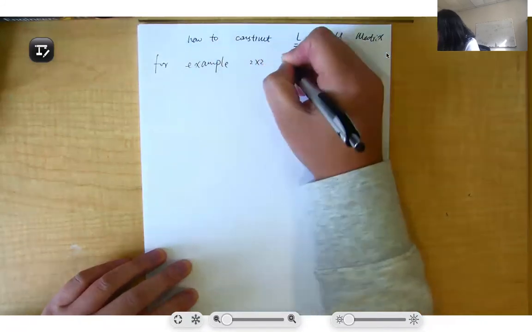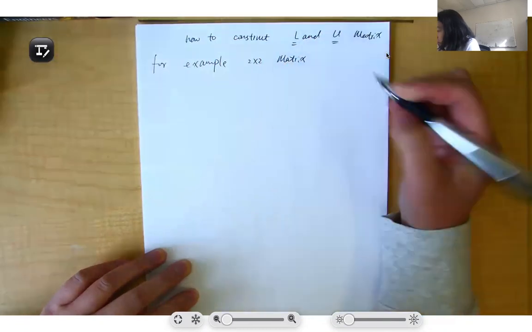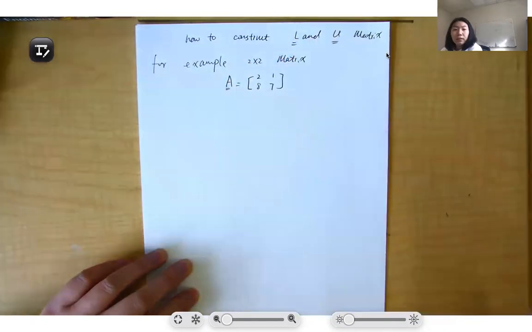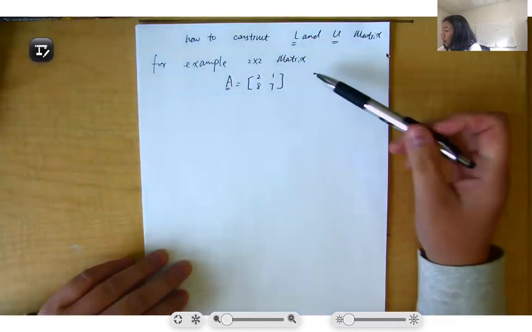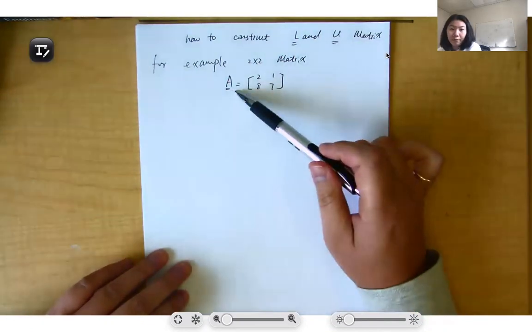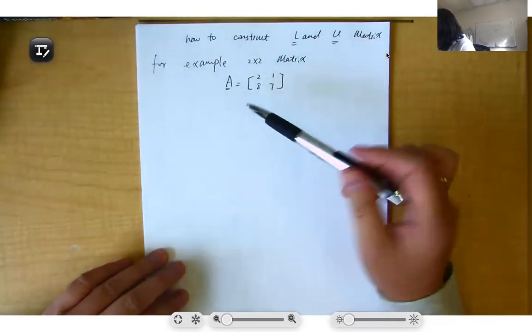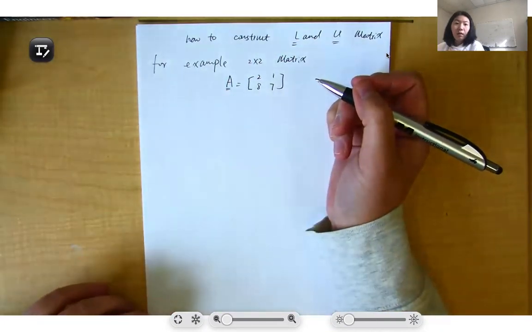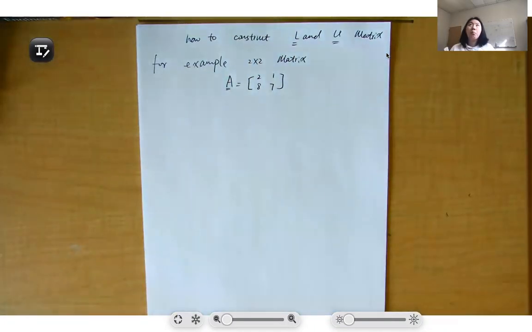a 2x2 matrix, which is A equals [2, 8; 1, 7]. So we want to find the L and U matrices for this A system, where A will equal L times U. Okay, then how do we do it? For the LU matrices construction, the key point is we are trying to find the elementary row matrices for A. Then we construct the L and U matrices based on those elementary row matrices.